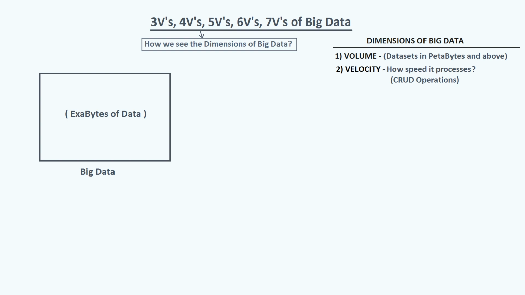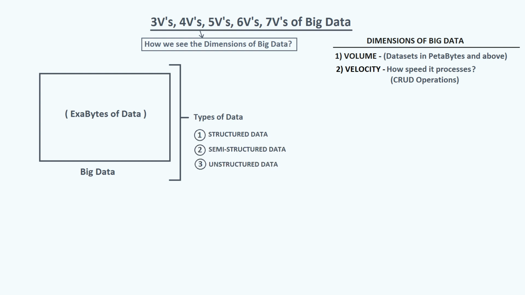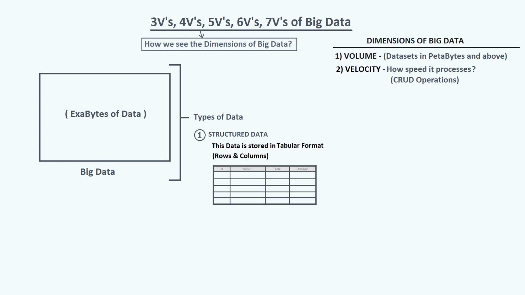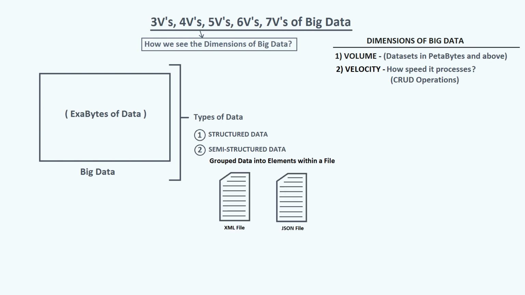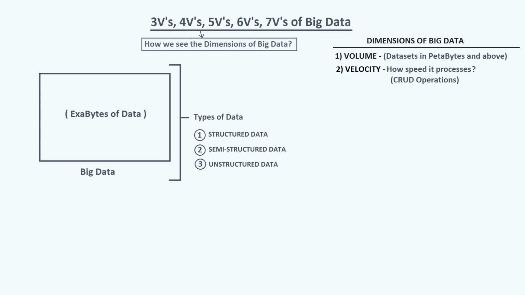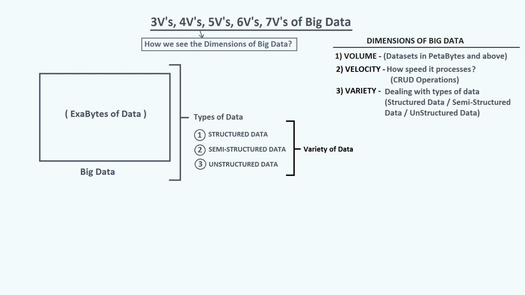Next. For this exabytes of data we have, the data could be of different types. In general, data is of 3 types: structured data, semi-structured data and unstructured data. Structured data is stored in tabular format, rows and columns, just as in relational databases. Semi-structured data is grouped into elements within a file, just like JSON, XML formats. Unstructured data is data that is unable to be read, like images, videos and so on. These are the varieties of data. Therefore, variety is the third dimension we consider.